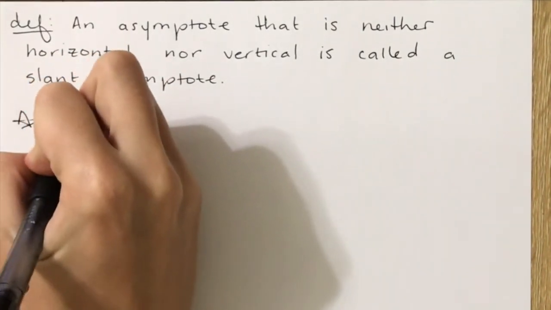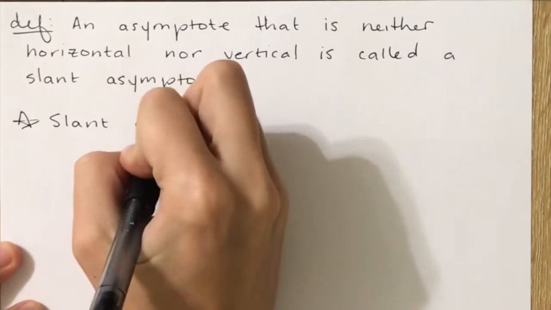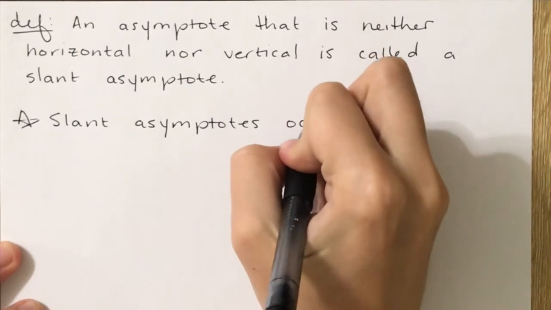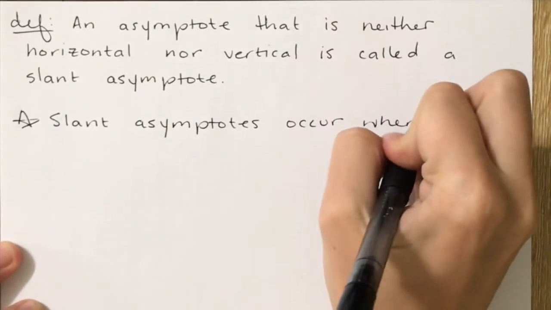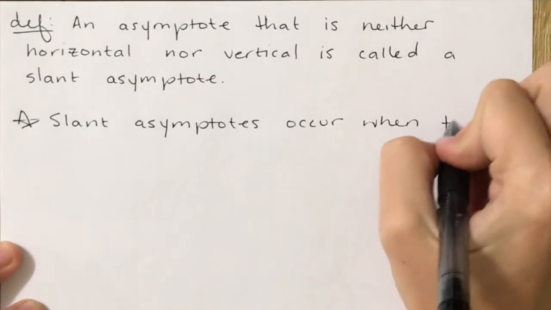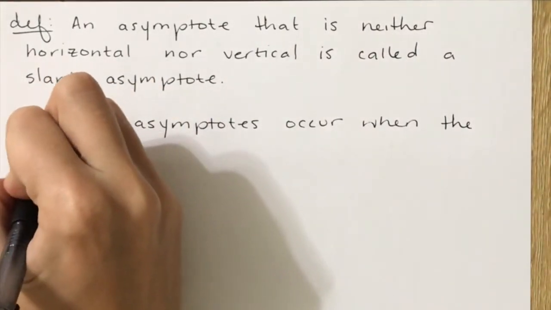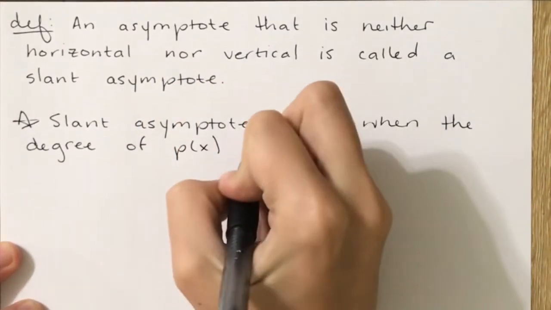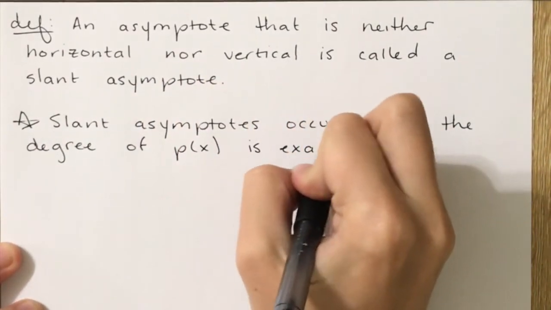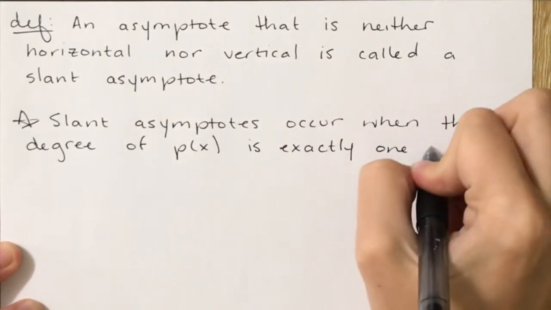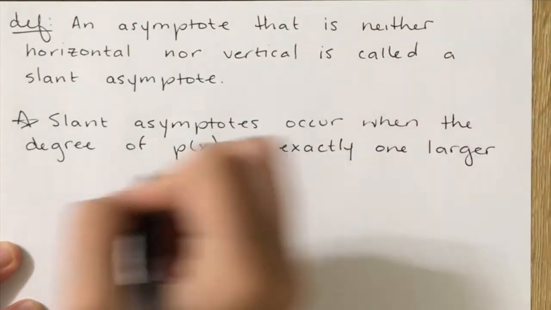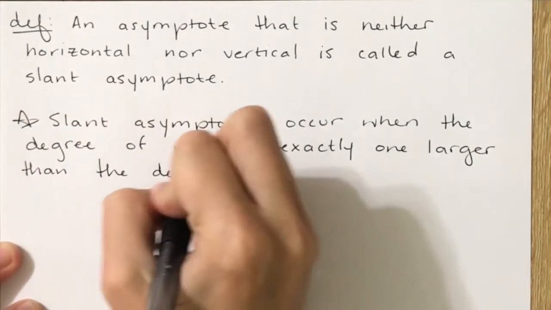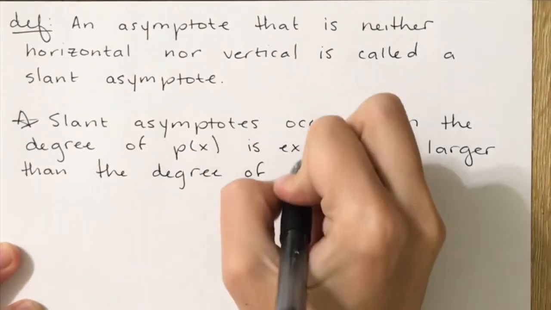So slant asymptotes occur when the degree of p of x is exactly 1 larger than the degree of d of x.